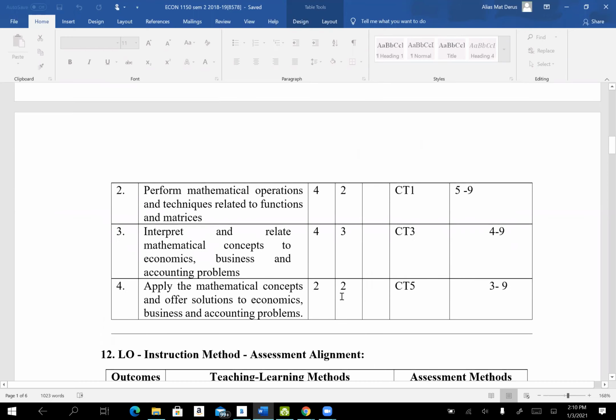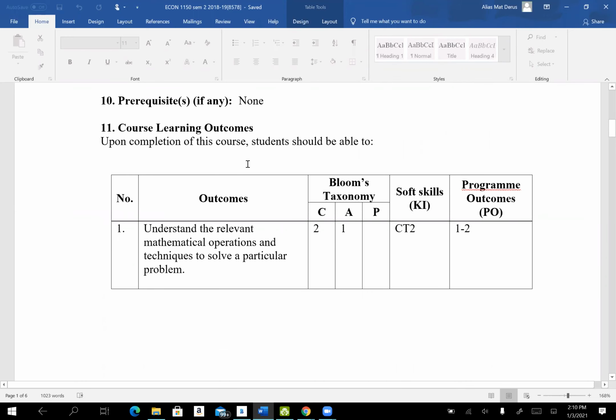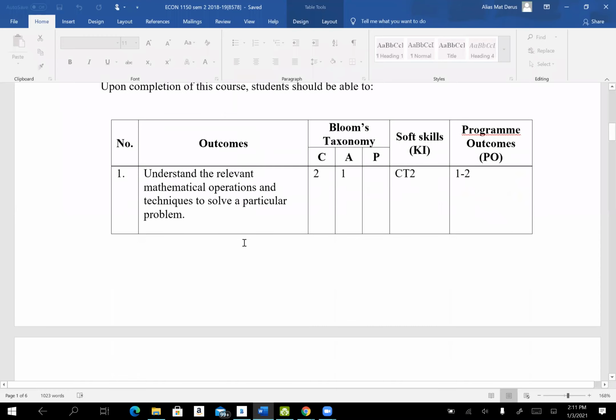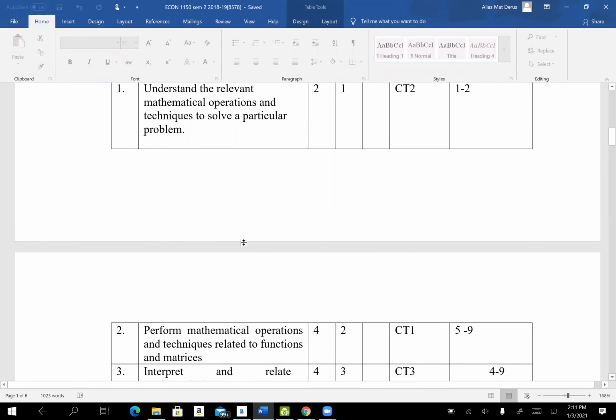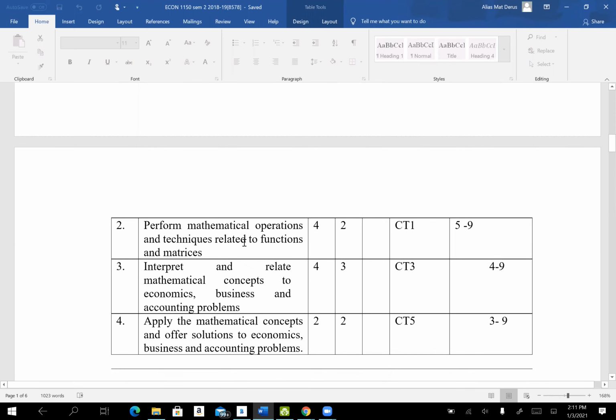Okay. Now, if you look at the second part, this is the learning outcome. The learning outcome is the outcome of our learning. In other words, what is expected of you to know after we finish taking the course. At the end of the semester, of course, different people will have different grades. These are the minimum result, okay? Minimum result that is expected of you to realize after we completed the course.